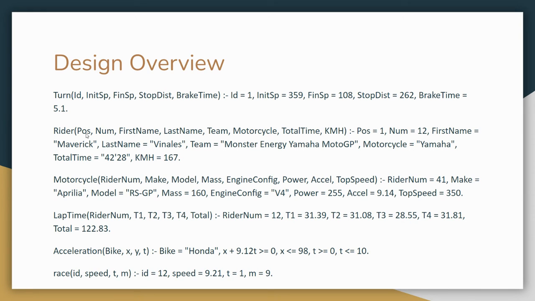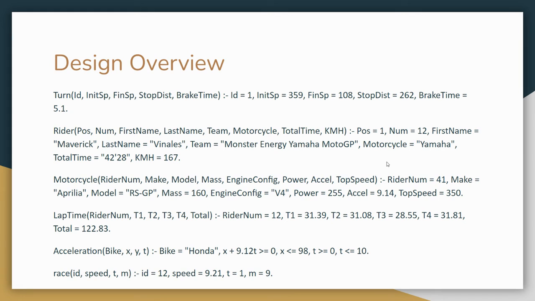Next example we have here is the rider, which has position, which is where they finished in the race, their number, their first name, last name, what team they're on, what motorcycle they're racing with, their total time that they completed 22 laps, and their average kilometers per hour. Next, we have motorcycle, which relates back to that rider number, has a make, a model, a mass in kilograms, an engine configuration, power in horsepower, acceleration in meters per second, and a top speed in kilometers per hour.